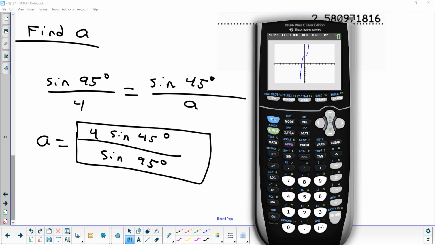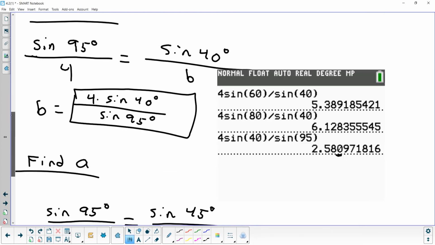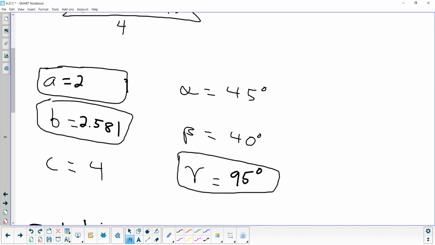Oops. I hit graph for something else. Sorry. That is 2.839. Okay. And as I said, it came out a little bit bigger than B.